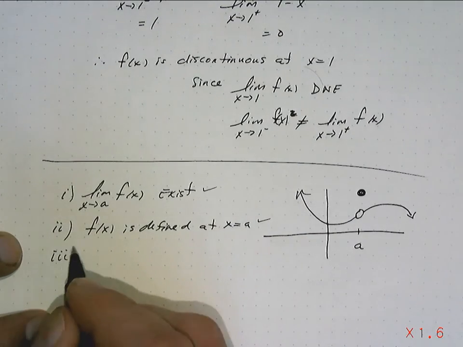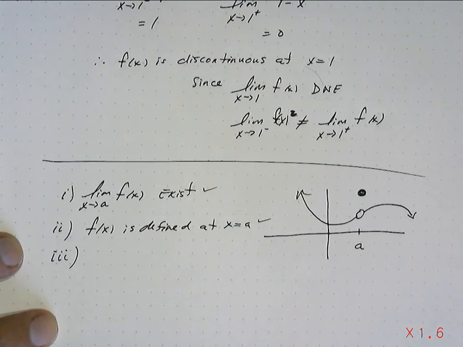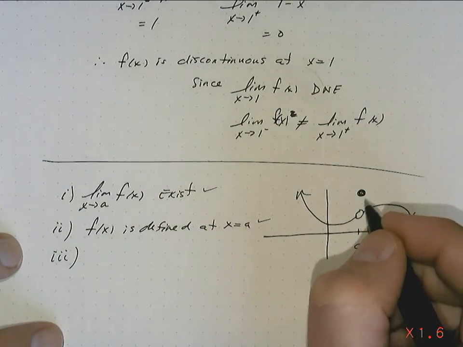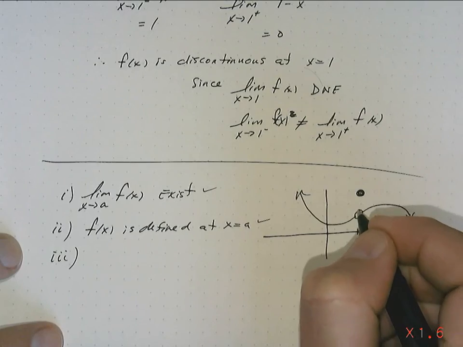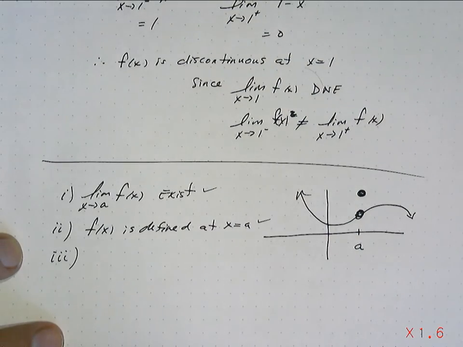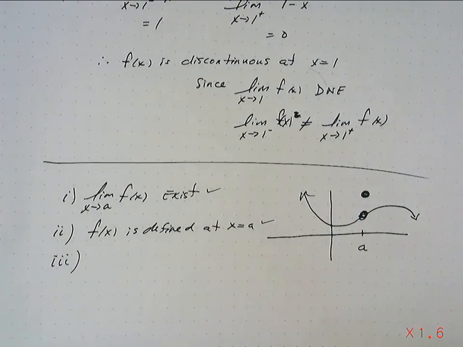Condition 3 is a separate condition all on its own. The only time condition 3 works is if where it's defined equals the limit value. Okay, we're going to take a break there for a little bit, and then we'll come back.